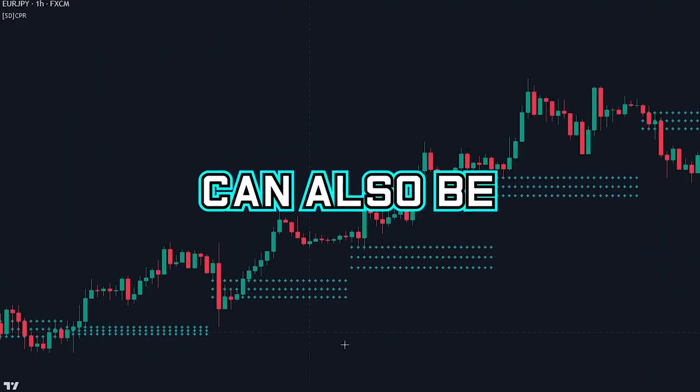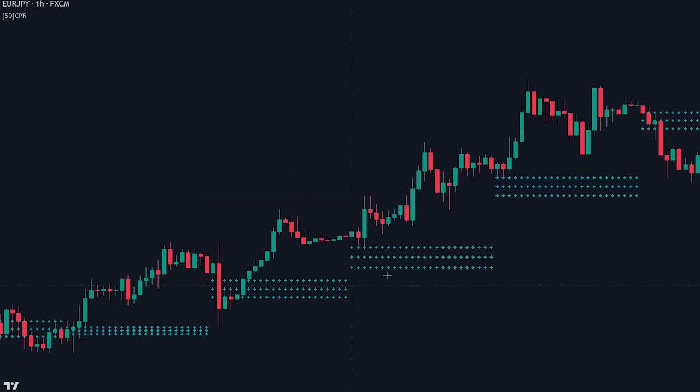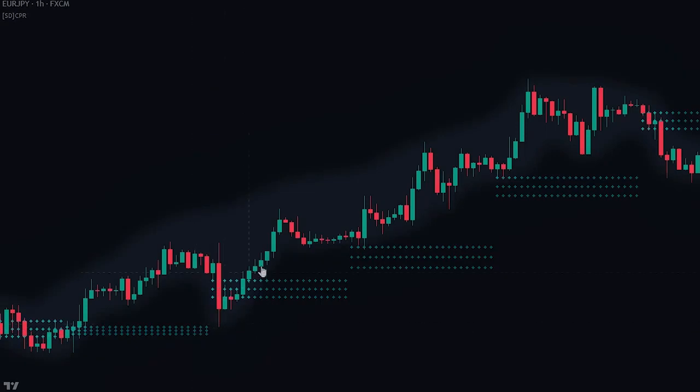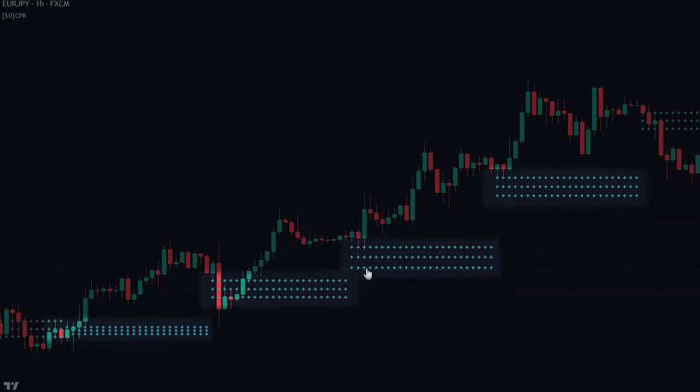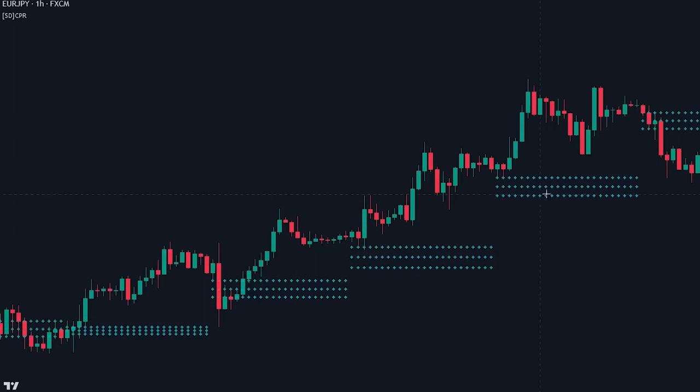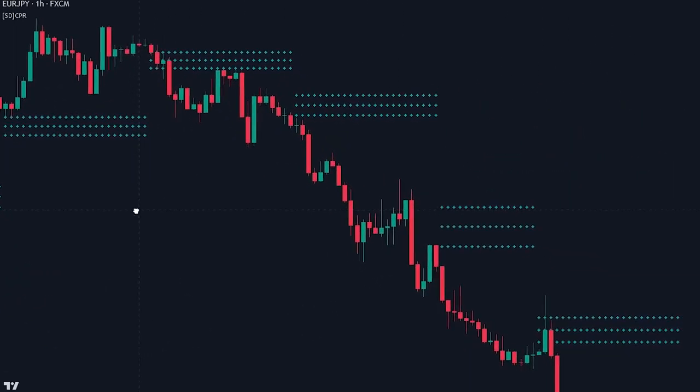The overall trend can also be read by using the central pivot range. Whenever the price is trading above the CPR, this indicates that we are in an uptrend. Along with this, if the CPR is higher than the previous day, this also indicates that the market is in an uptrend. The opposite is true for spotting a downtrend.